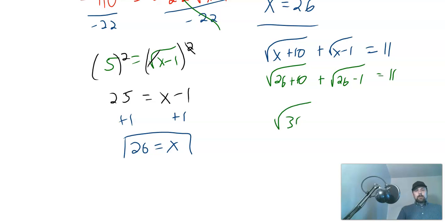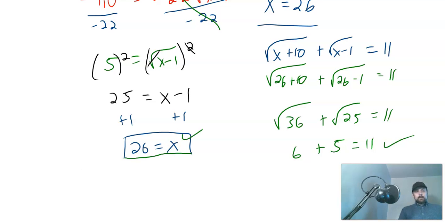And we're going to get the square root of 36 plus the square root of 25 equals 11. Square root of 36 is 6. Square root of 25 is 5. 6 plus 5 does indeed equal 11. And so this answer is good. And so 26 is the solution.